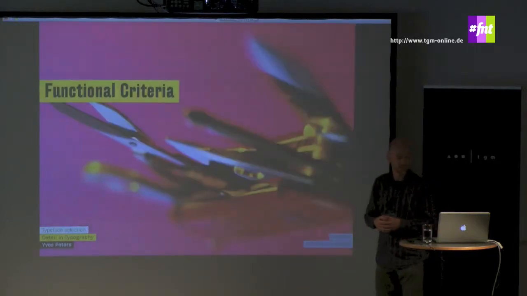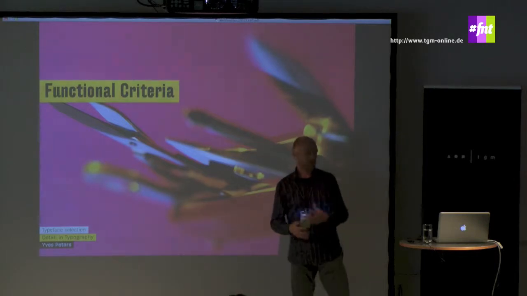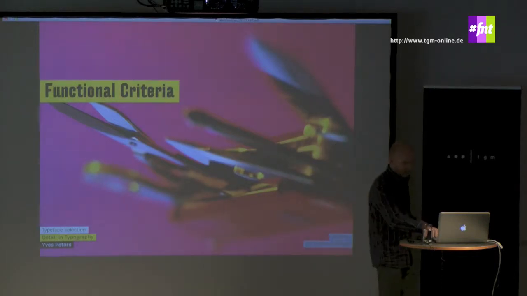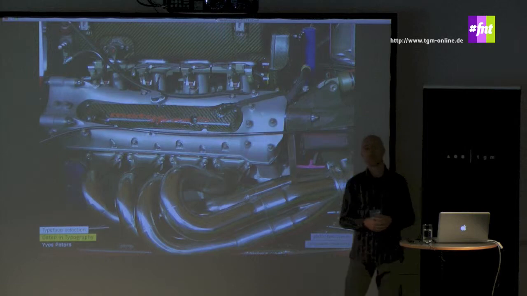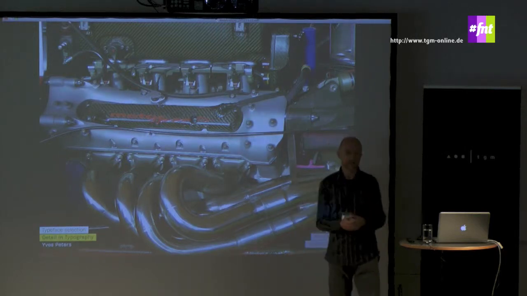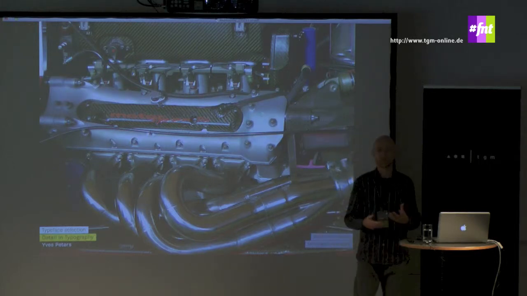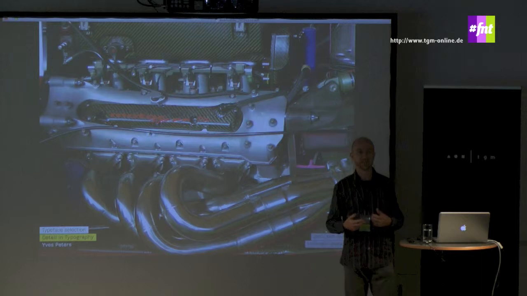Okay. But right now we're going to look at functional criteria, and more specifically, what's under the hood? Because you may look at a typeface like a car and say, all right, I like this model, but of course you have to know what it can do, what the possibilities are of the typeface that you want to use.